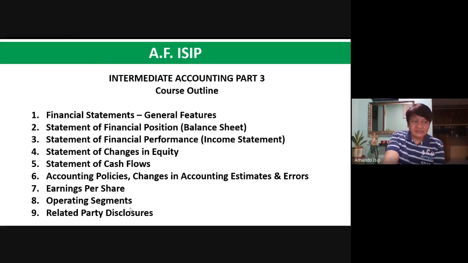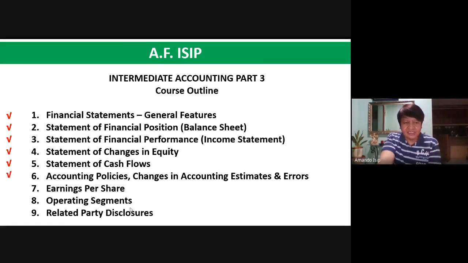So the first topic that will be discussed under this course outline of Intermediate Accounting Part 3 is the general features of your financial statements. And then we will cover in detail the statement of financial position or the balance sheet. And then the third one, the statement of financial performance or the income statement. And then the statement of changes in owner's equity, the statement of cash flow. We will concentrate here because I know that most of you are having confusion on how to prepare the cash flow statements. We will cover many problems concerning cash flow statements so that you will be exposed to those complicated scenarios with regards to the cash flow.